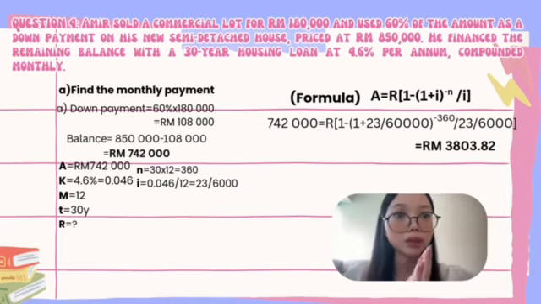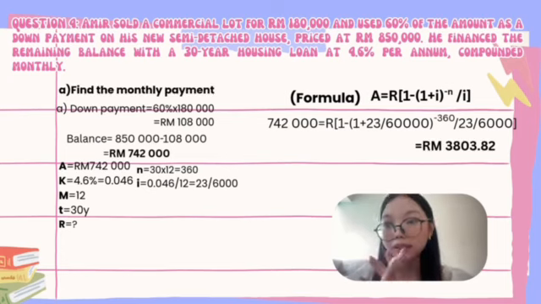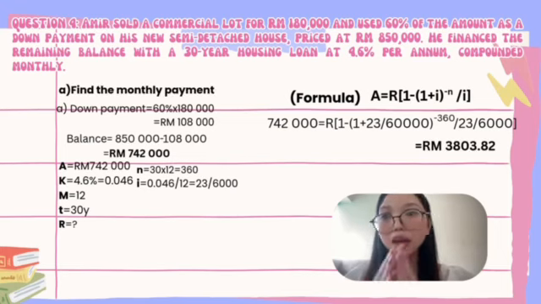So the next thing we need to do is find the A, K, M, T, R, N, and I. So let's calculate. Our A is 742,000, K is 4.6, M is 12, T is 30 years, and R we still don't know, and N is 360. How do we find that? Because we need to 30 times 12. And I is 23 divided by 6,000. How do we find that? We need to divide K and M.